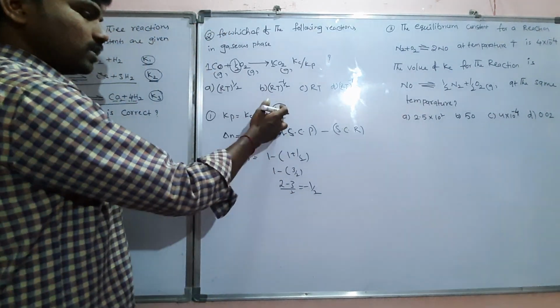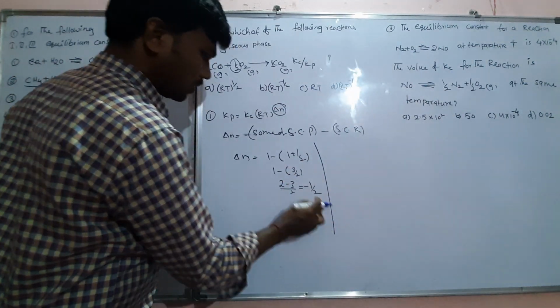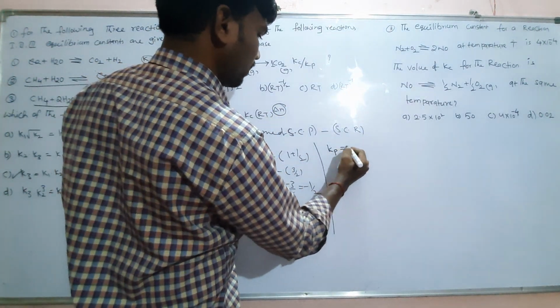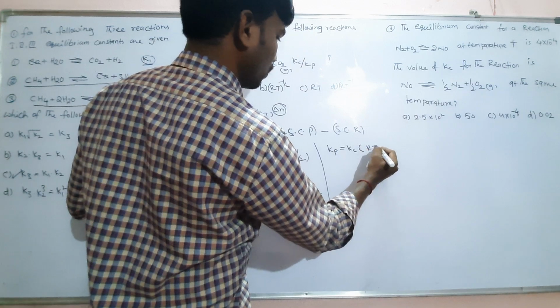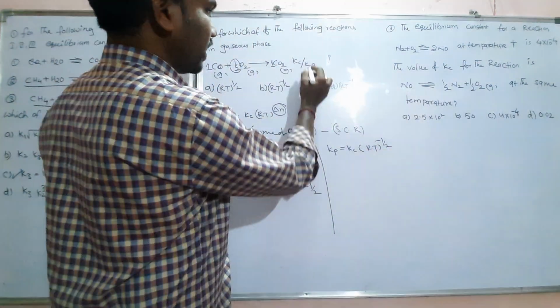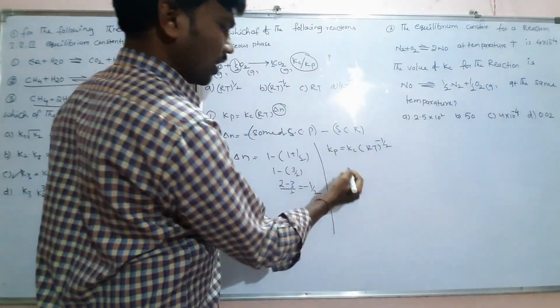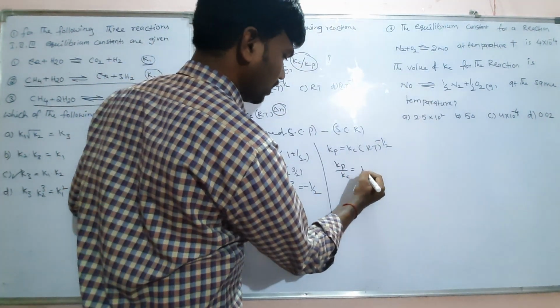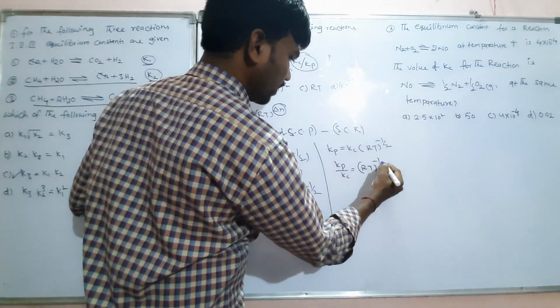Now the delta n value is minus 1 by 2. Substitute this delta n value in the equation, that is Kp is equal to Kc into (RT) to the power of minus 1 by 2, right? But what they are expecting from us is the Kc by Kp value, but we have Kp by Kc. Kp by Kc is equal to (RT) to the power of minus 1 by 2.